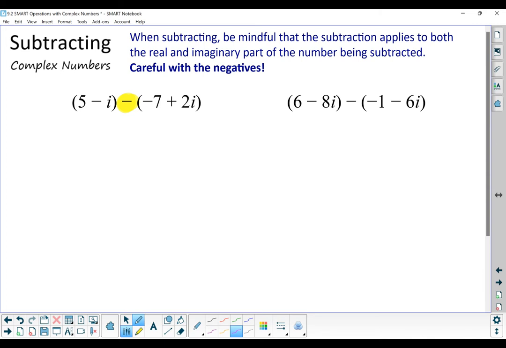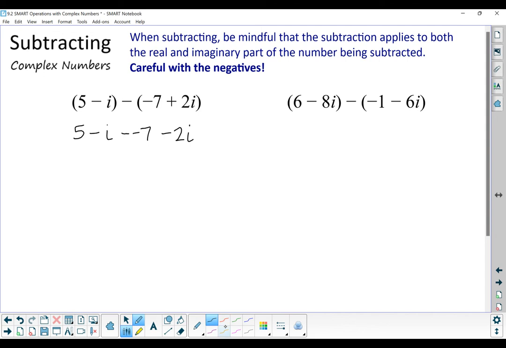So there's a couple ways you could write this. I'm going to show you the two ways in this video so that you can decide which one you like better, or maybe one of them is a way that your teacher has written it in the past. So one way is to rewrite all the terms, 5 minus i, and then mentally think, okay, I'm subtracting a -7 and I'm subtracting a 2i.